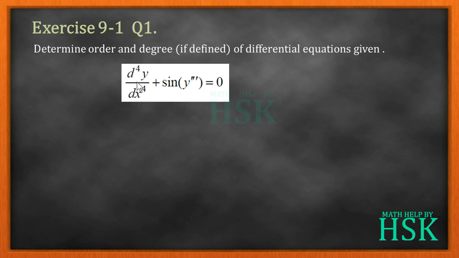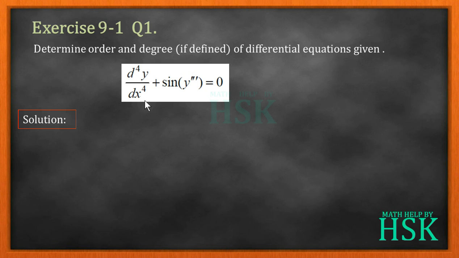Okay, so in the first part, that is question number 1, we have been given d4y upon dx4 plus sine of y dash dash is equal to 0. So we have to tell the order and the degree of this differential equation.